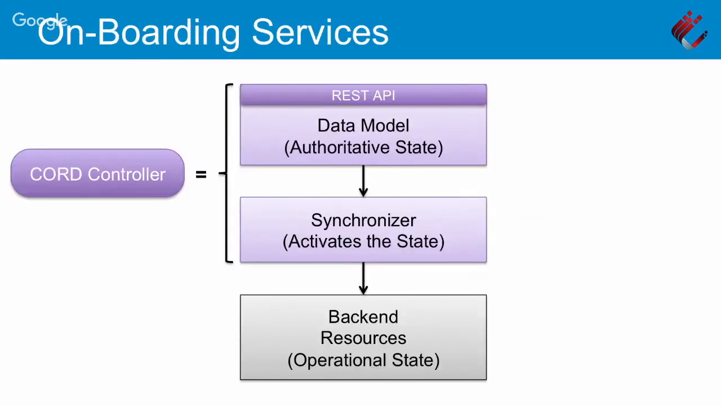So if you crack open that controller and look inside, you see two fundamental pieces. You see a data model from which the REST API is generated, and you see what we call a synchronizer, which is basically the activator that watches for changes in the data model and then does the right thing on the back-end system. Makes heavy use of Ansible, but it also has to look across models because you're doing service composition. A lot of pieces below you might get touched. They need to be touched in a consistent way. That's the job of the synchronizer.